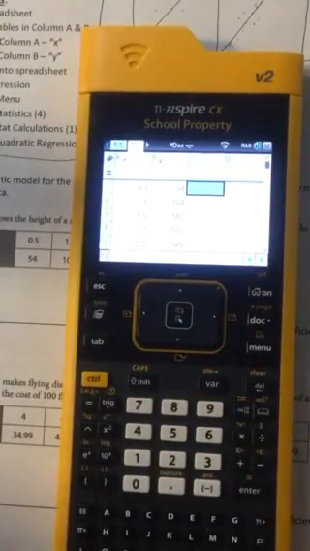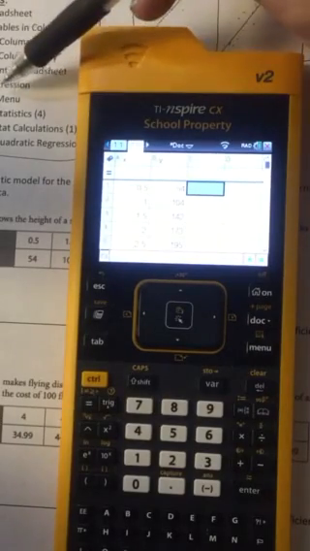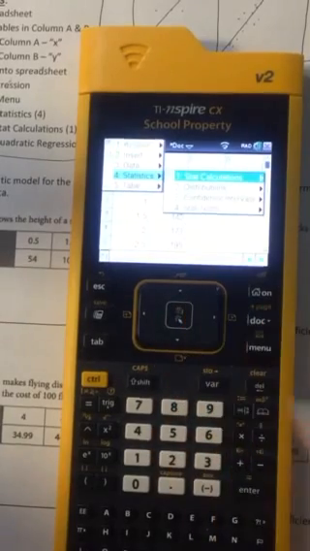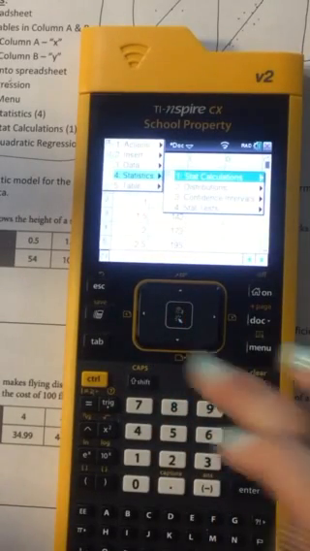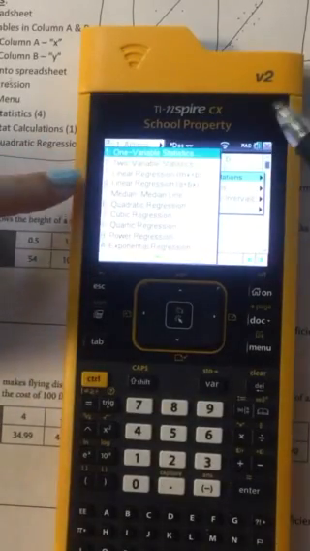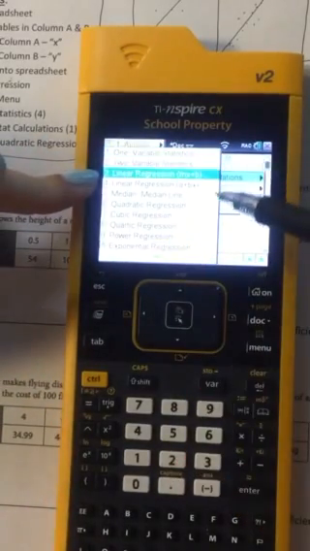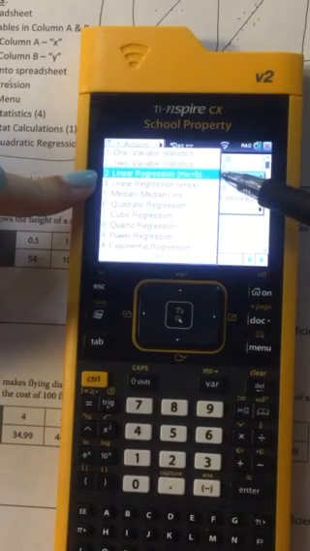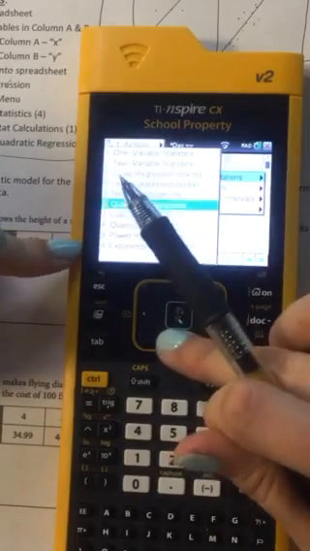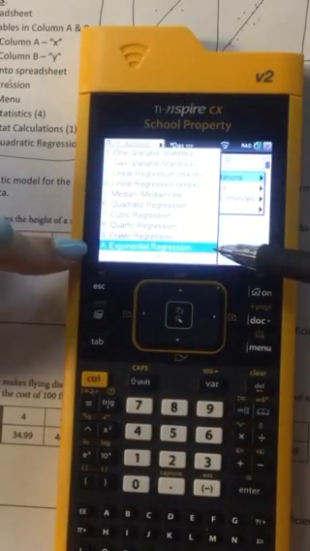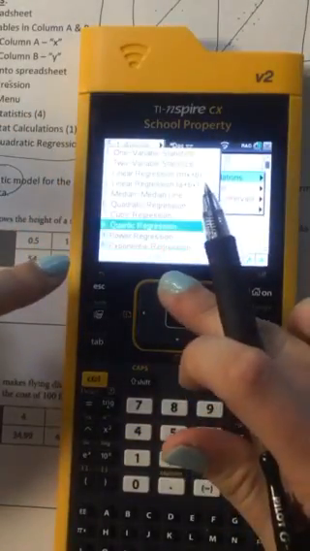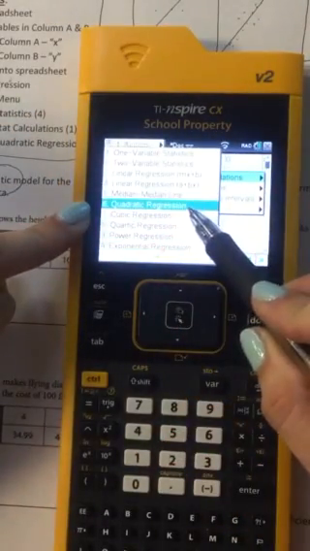Next, it says to perform the regression, you're going to press Menu, Statistics, Stat Calculations. Now, let's look at all of these. We have done MX plus B. This is our linear regression. We've done that one. We've done exponential regression all the way down here. This is asking me for my quadratic model, so that must mean I'm going to quadratic, number 6.